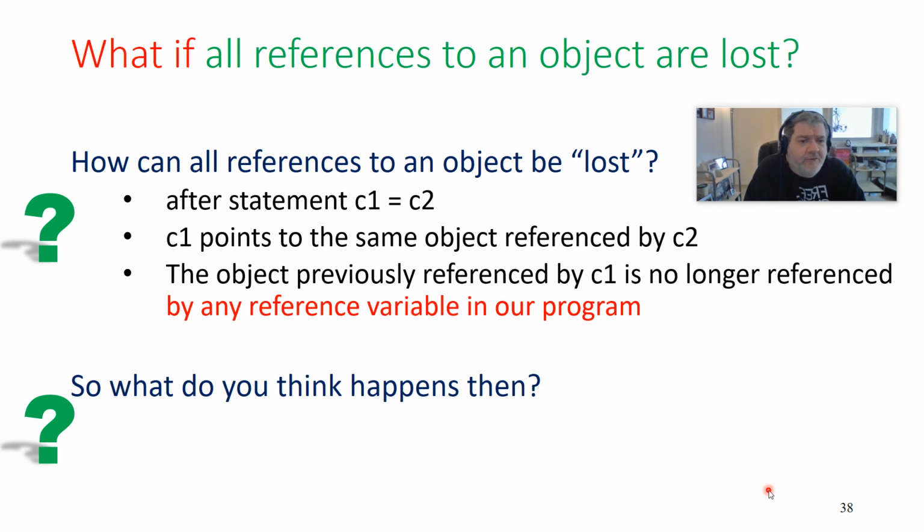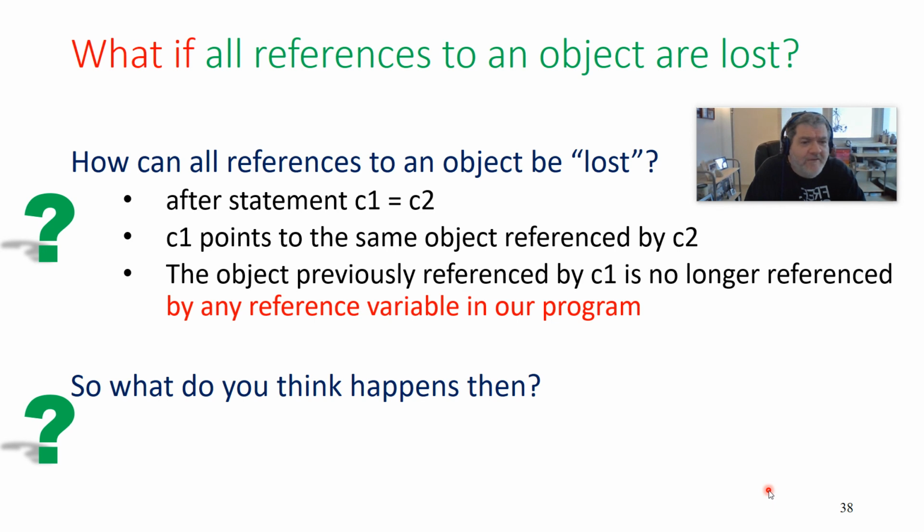What if I assign null to C1? Well, suddenly C1 contains a null reference, which means it's no longer referring to any object. But what happened to my object? It's lost. That's it. I don't have any other way to access it. I don't have any other way to use the dot notation to access one of its attributes or one of its methods.